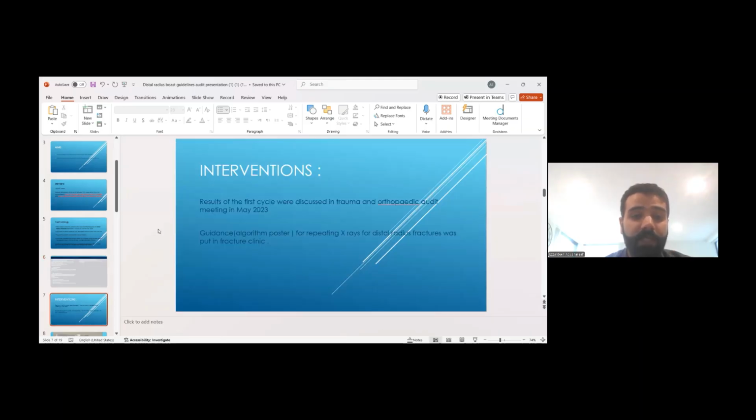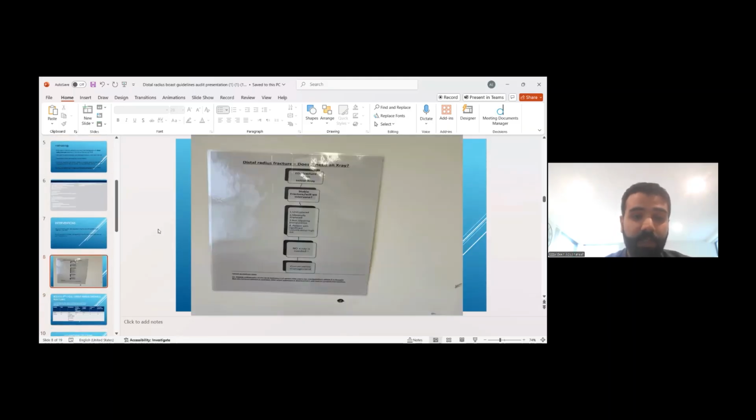We presented the first cycle of this audit in our orthopaedic audit meeting in May 2023, and we put an algorithm or poster in our fracture clinic asking whether the fracture is stable or unstable. If it is undisplaced or minimally displaced, or you are not planning to intervene, there is no need for X-rays and you should proceed with conservative management.